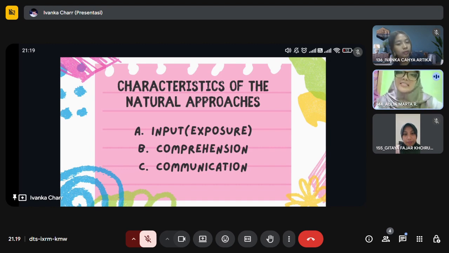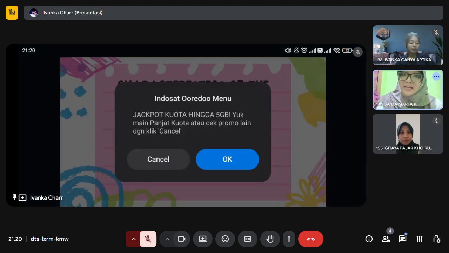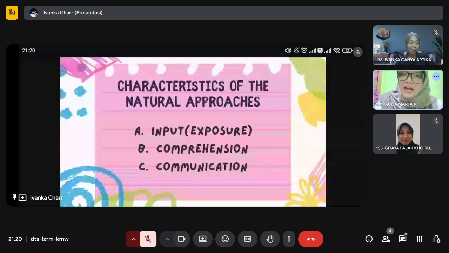Okay, for the characteristics of the natural approach, the first point is about input. This means the language that learners receive, like sentences, expressions, or conversations. In a natural approach, input should not only be a lot, but also meaningful and easy to understand. The second point is comprehension. At the beginning, the focus is on understanding, not on grammar rules. Learners don't need to analyze the rules to get the meaning. Understanding always comes first before they can start speaking.